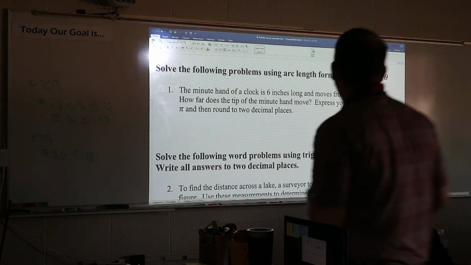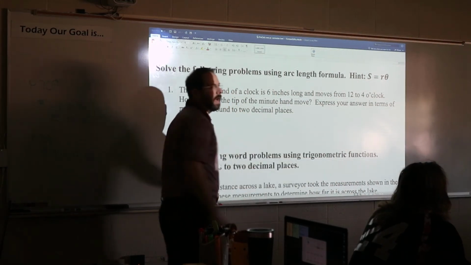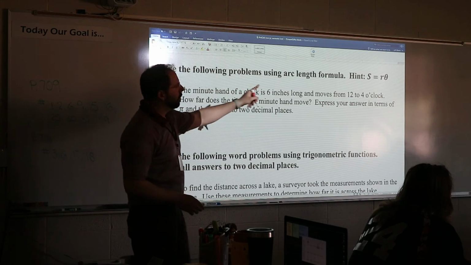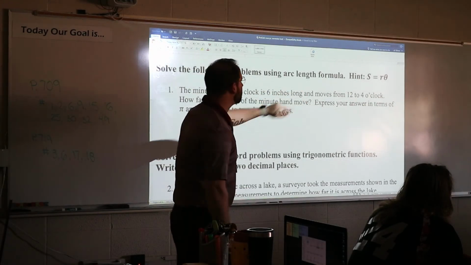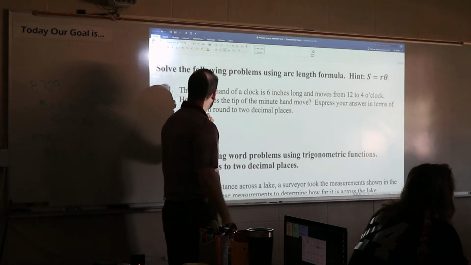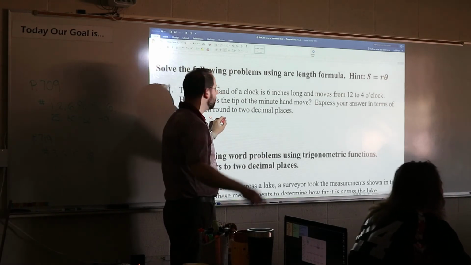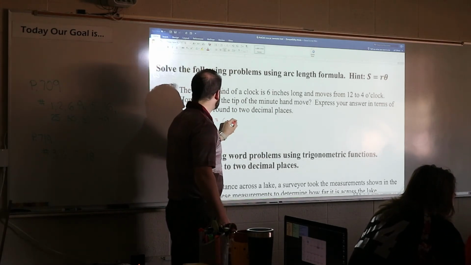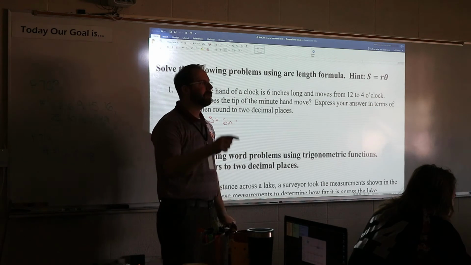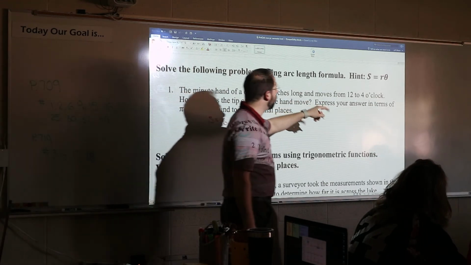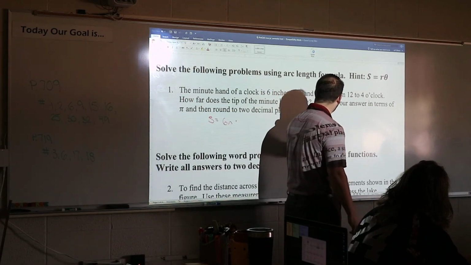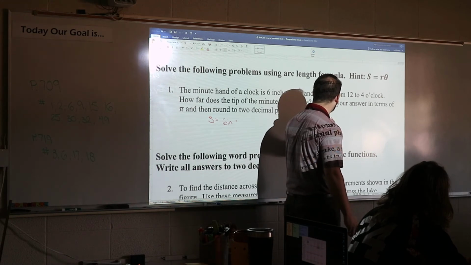Now, it is 120. Here's the idea. You have to use the formula that's printed on your sheet that will be on the semester test day. You take the radius of your clock, 6 inches, and you take that times the angle. The angle has to be in radians. Going from 12 to 4 o'clock, that is a 120 degree angle.